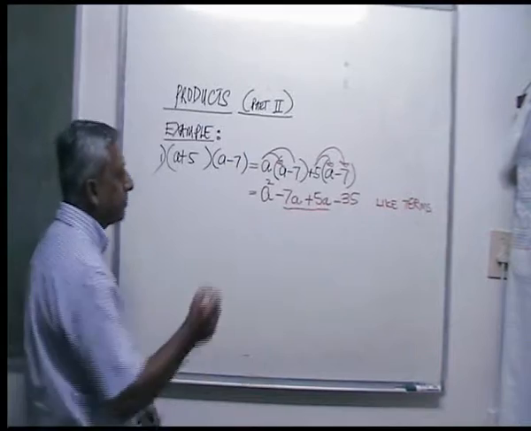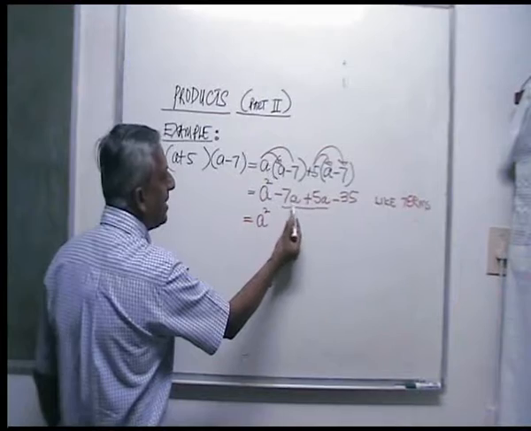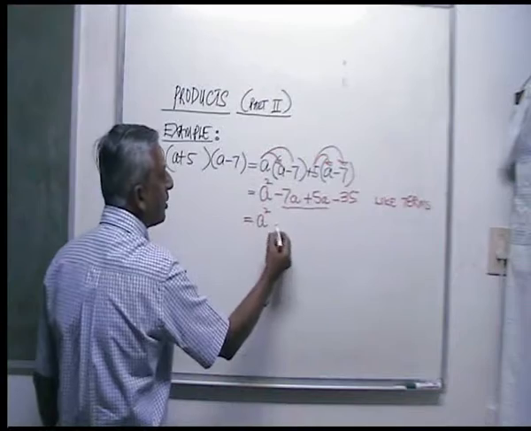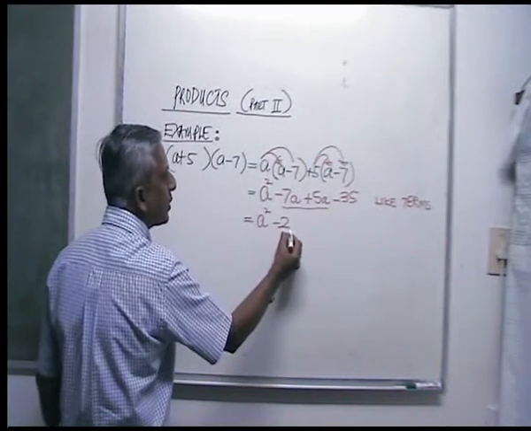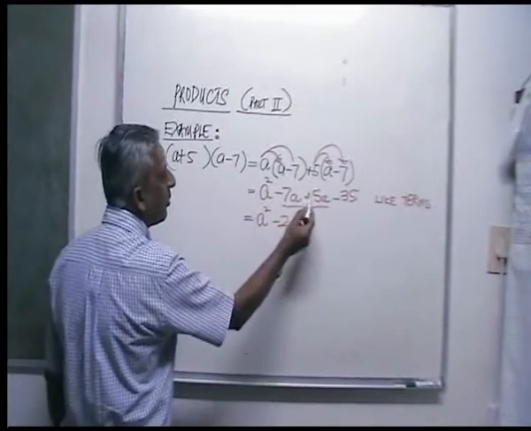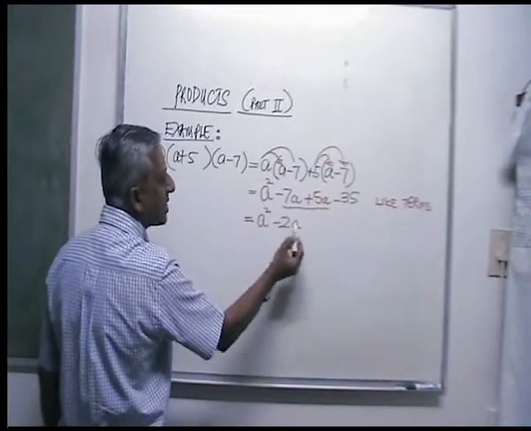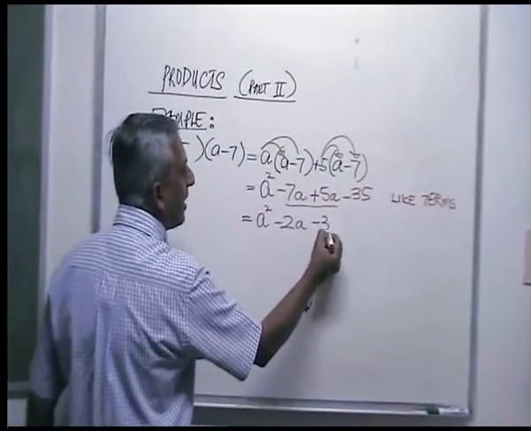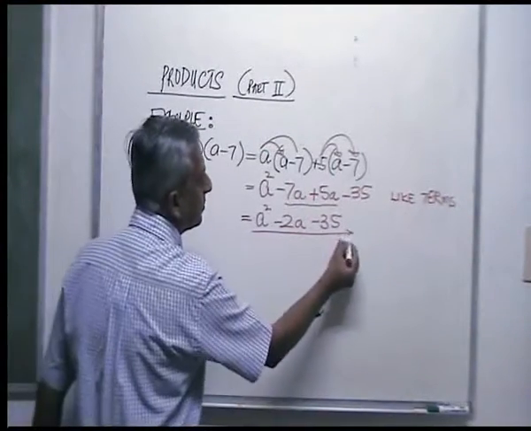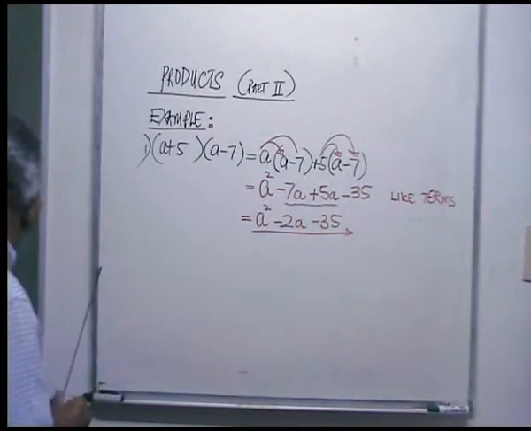So what you do now, the a squared will remain the a squared. We are adding minus 7 and plus 5. So minus 7 plus 5 will give you minus 2. So when you add these 2 up, you get minus 7 plus 5 giving you minus 2. And we added the terms in a, that's why we just write down a like that, minus 35. So that's your final answer. Okay, now let's do another little example, right?